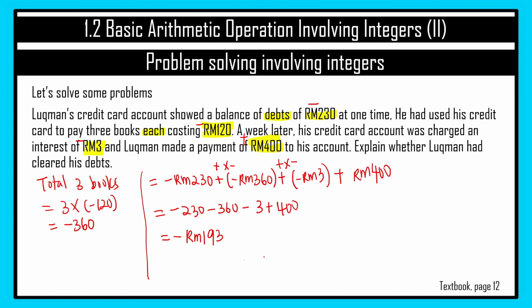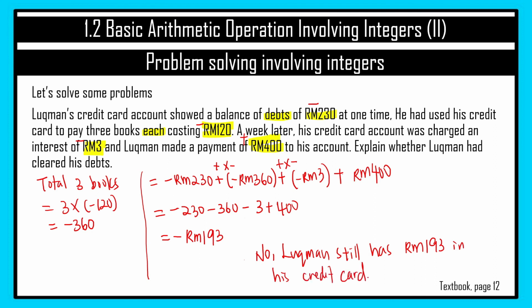So our final answer will be no, Lokman still has RM193 in his credit card. Okay, so for any question that says explain, you need to write the final answer based on your calculation. So this is how we use combined operations in integers. I hope that you can understand after all this.